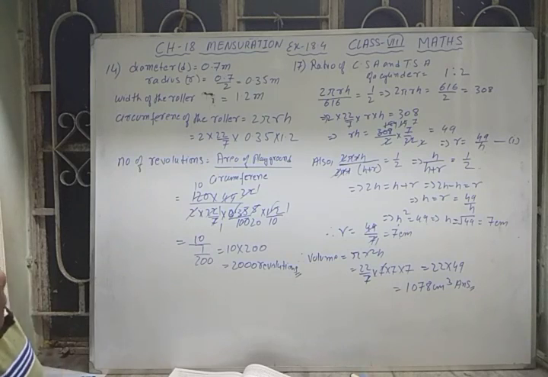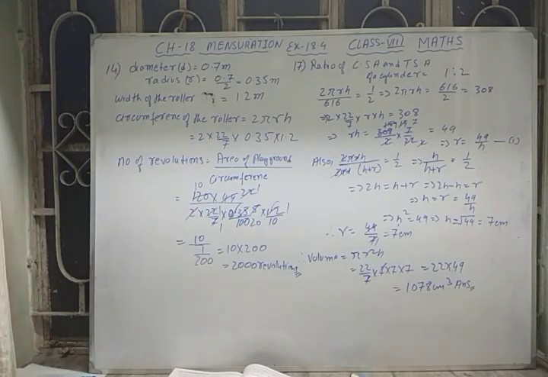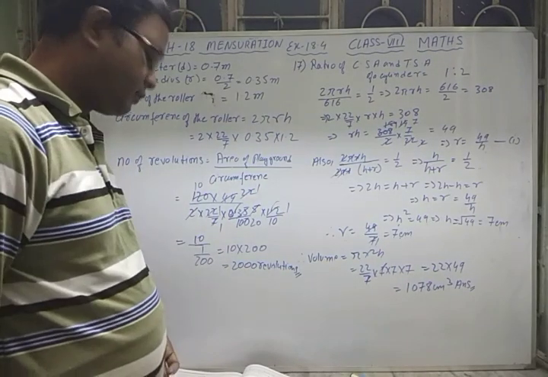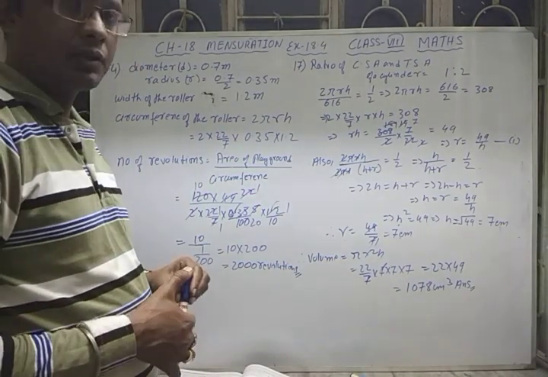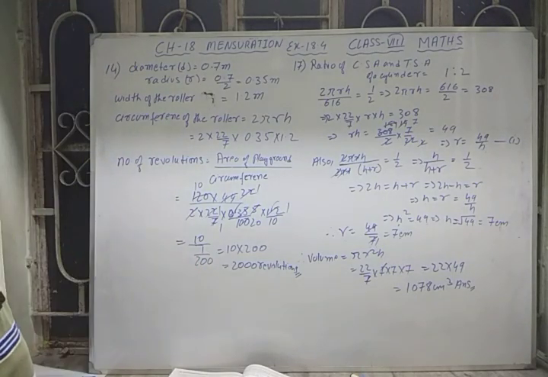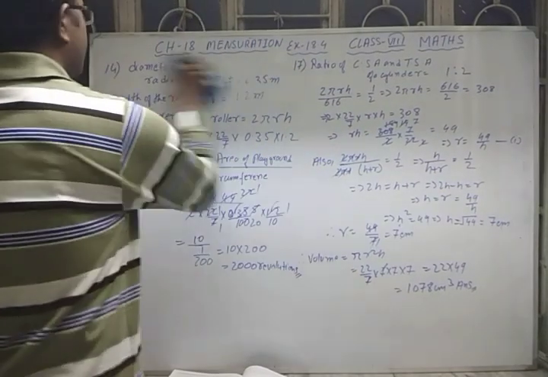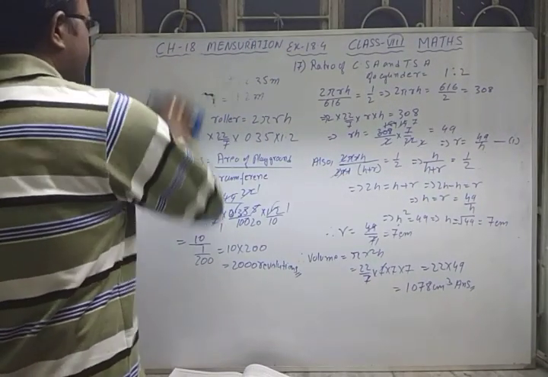Okay, in this way you have to do these two sums. Now I hope you have understood these two questions, very important questions. Copy down in your classwork copy. These two questions are very important, so please don't ignore these two questions. Please write down in your classwork copy. Now next I am going to do the last question of this chapter and this exercise also.